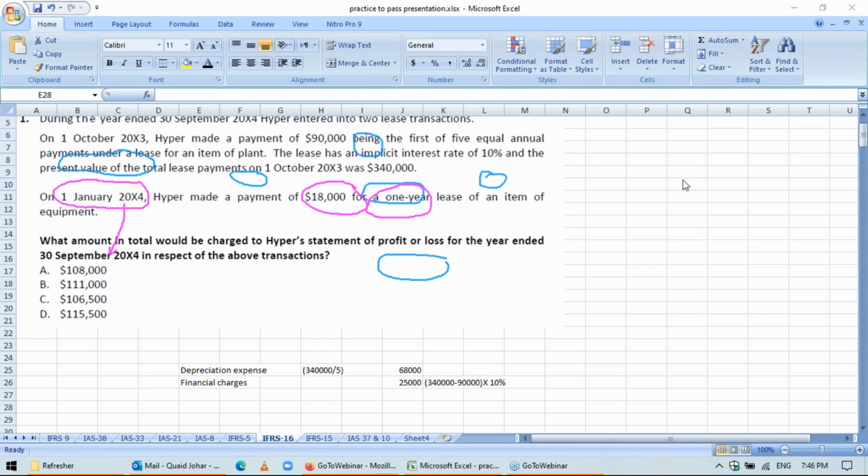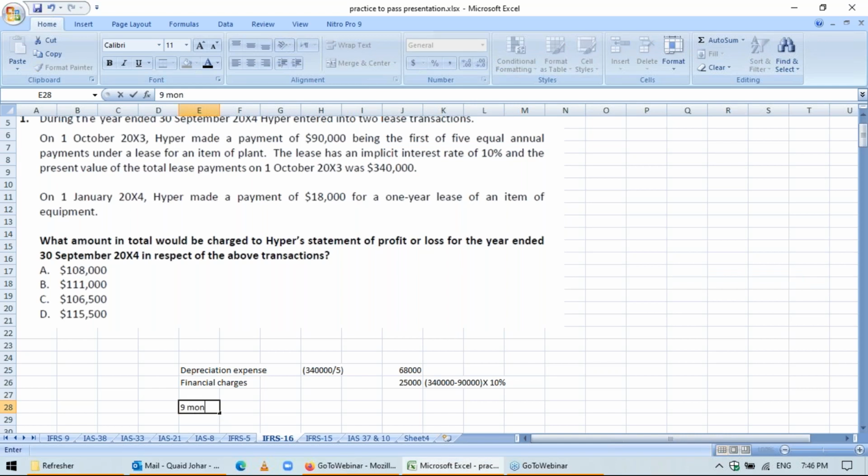So you will recognize expense for 9 months. For the second lease, 18,000 multiplied by 9 divided by 12, this gives you an expense of 13,500, and then the sum of all these items.